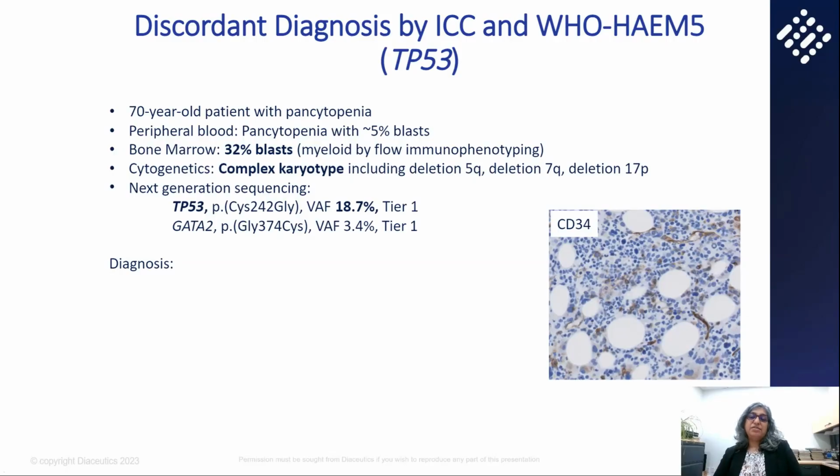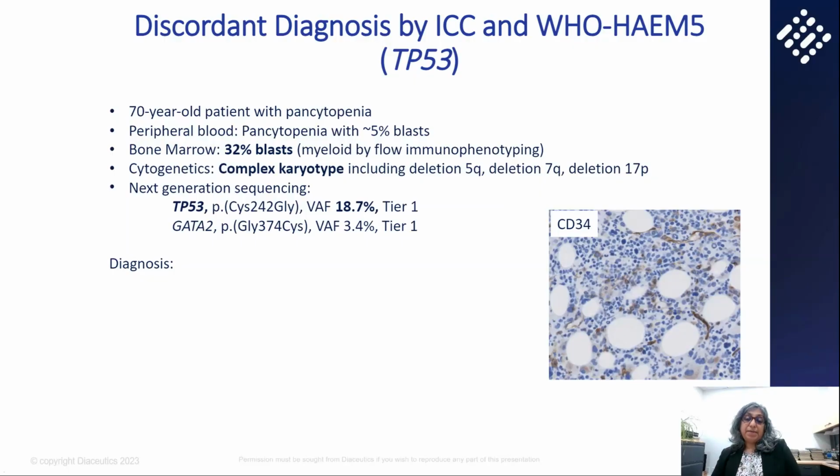We have a diagnosis of AML. Cytogenetics showed complex karyotype, including deletion 5q, 7q, deletion 17p, and NGS identified a TP53 mutation with a VAF of 18.7%. And then I showed a picture of CD34, also highlighting the increased blasts. So now, how do we diagnose this case?